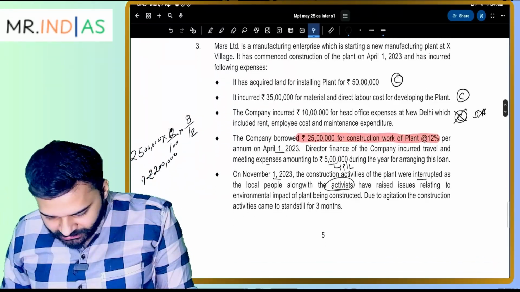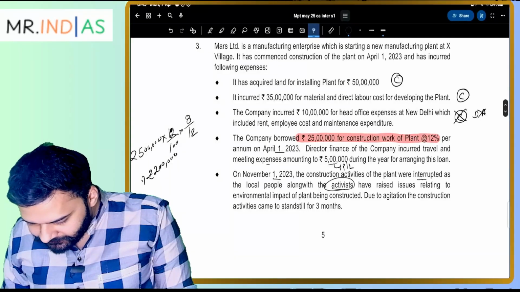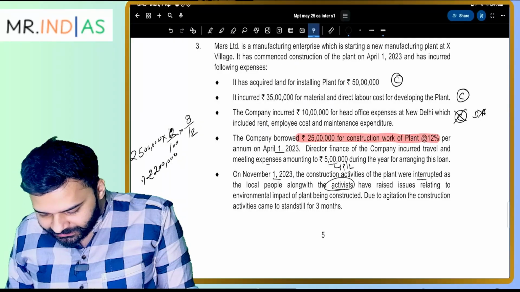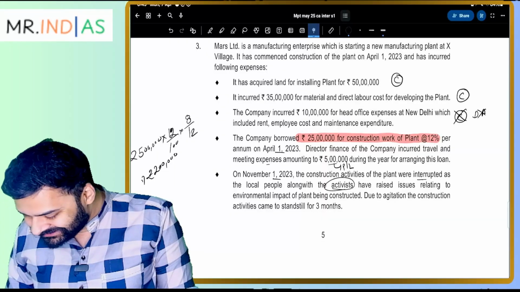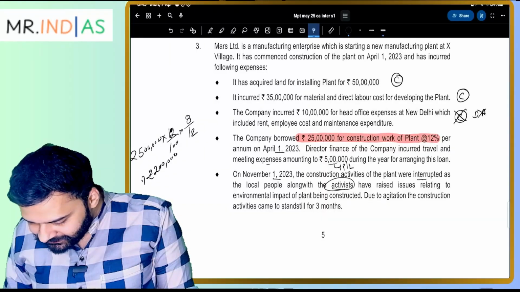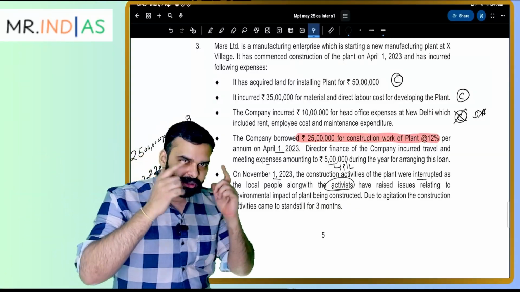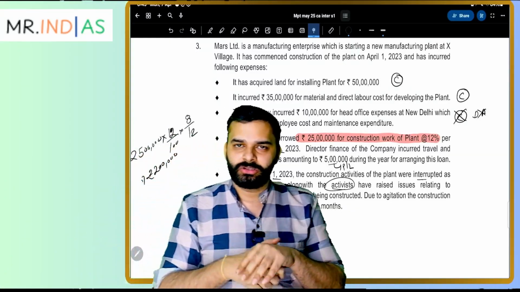On 1st of November 23, the construction activity of the plant was interrupted as local people along with the activists raised an issue relating to the environmental impact of the plant being constructed. Due to agitation, the construction activity came to a standstill for 3 months. So let us recall the Accounting Standard 16 borrowing cost rule.